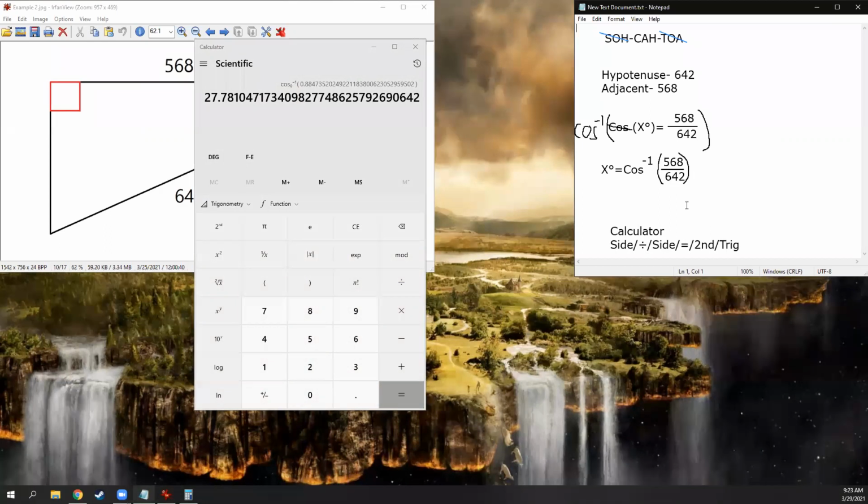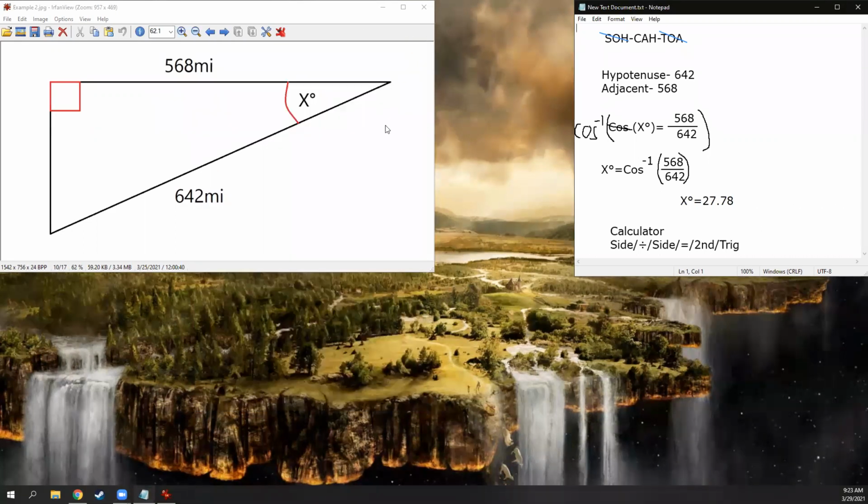That seems very close to the first one, but well, whatever. So for this one, x equals 27.78 degrees. There we go.